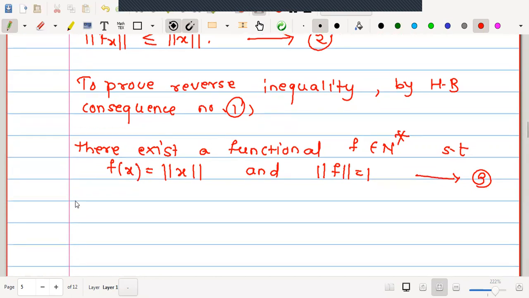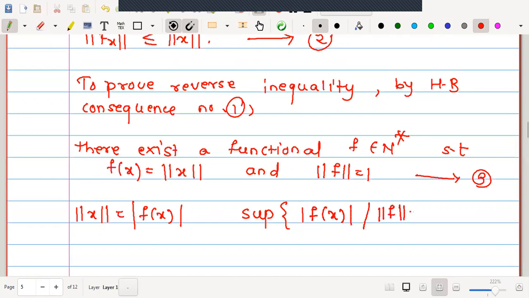Okay, now consider, shall I start with norm x? Norm x is equal to f of x. If I take modulus on both the sides, there is no change because norm x itself is a non-negative quantity. Now may I write this, mod f of x. What will be the relation if I find the supremum of this mod f x, provided norm f is equal to 1? What will be the relation?